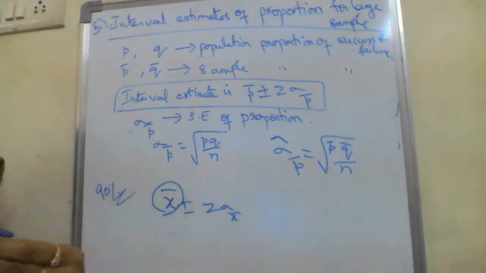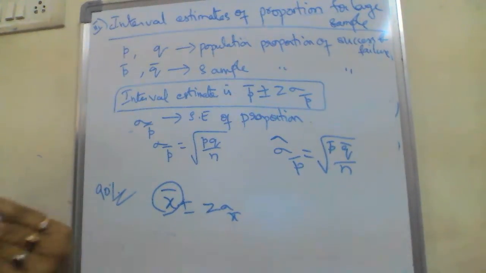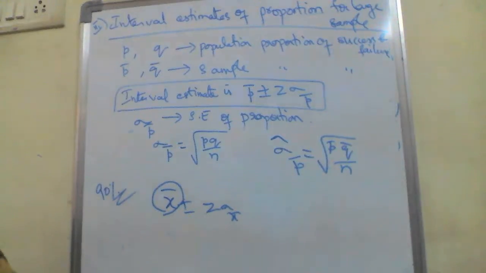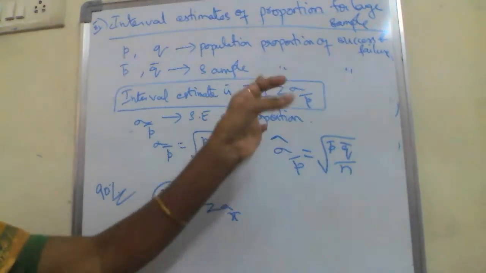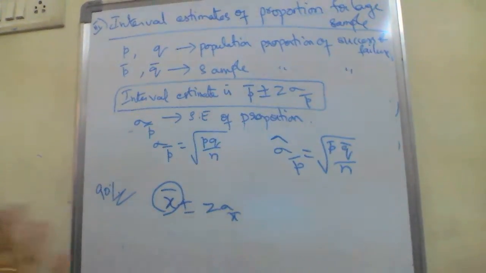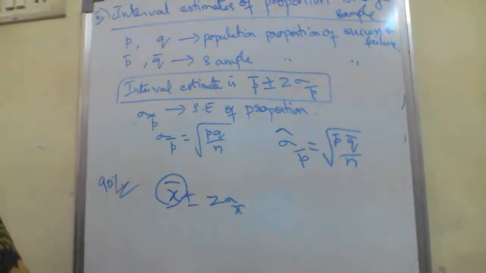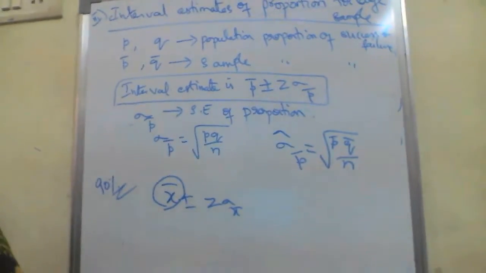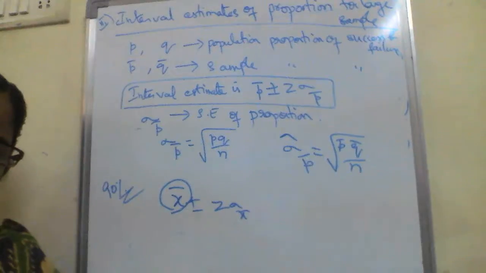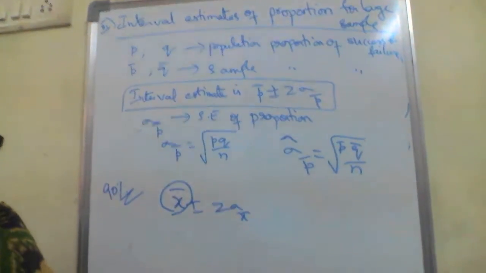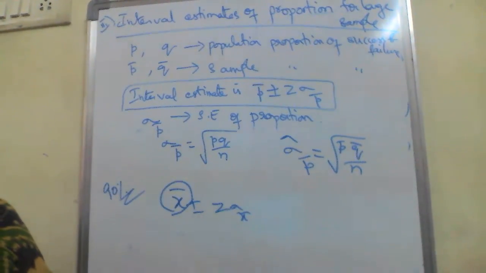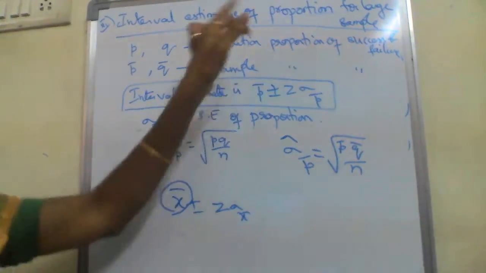Now we move to the next topic, that is how to calculate the interval estimate of proportion for a large sample. Yesterday we have seen this large sample only. Same thing today also we are going to see, that is how to calculate the interval estimate for the large sample. But when the mean is not given, that is, the sample mean will not be given, the proportions will be given.